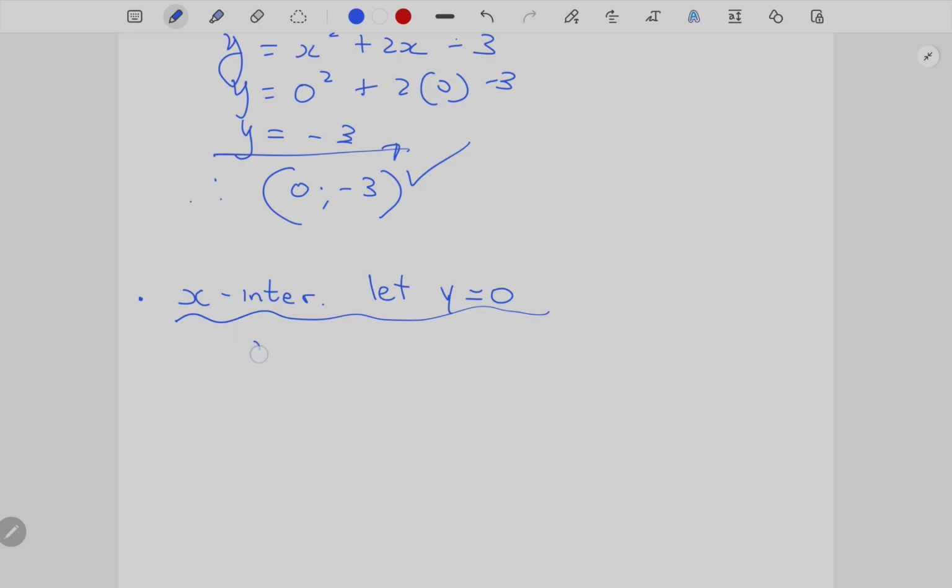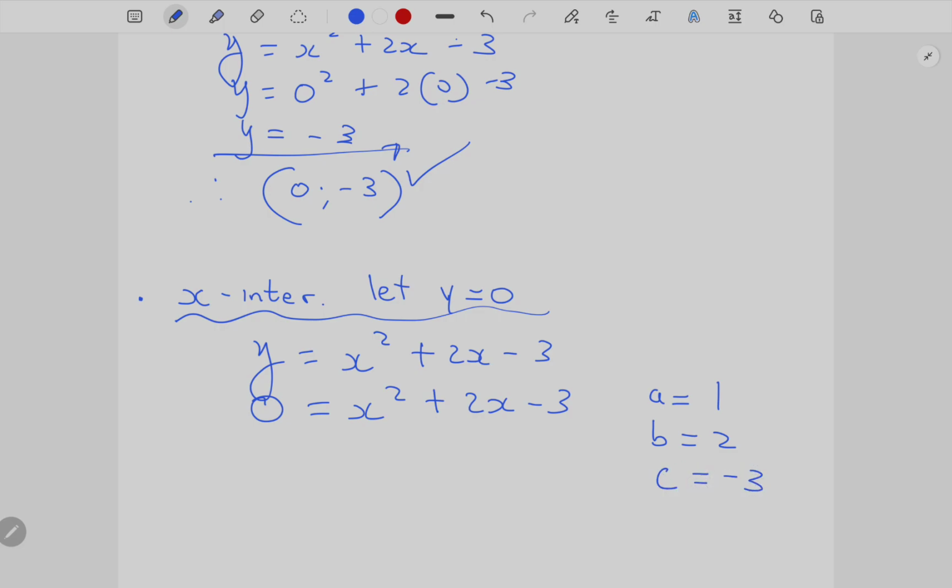So the equation is given as y is equal to x squared plus 2x minus 3. Then in place of y, you put a 0. 0 is equal to x squared plus 2x minus 3. If you find it difficult to solve this, you can use the quadratic formula, but you must first identify your a is equal to 1, your b is equal to 2, your c is equal to -3.